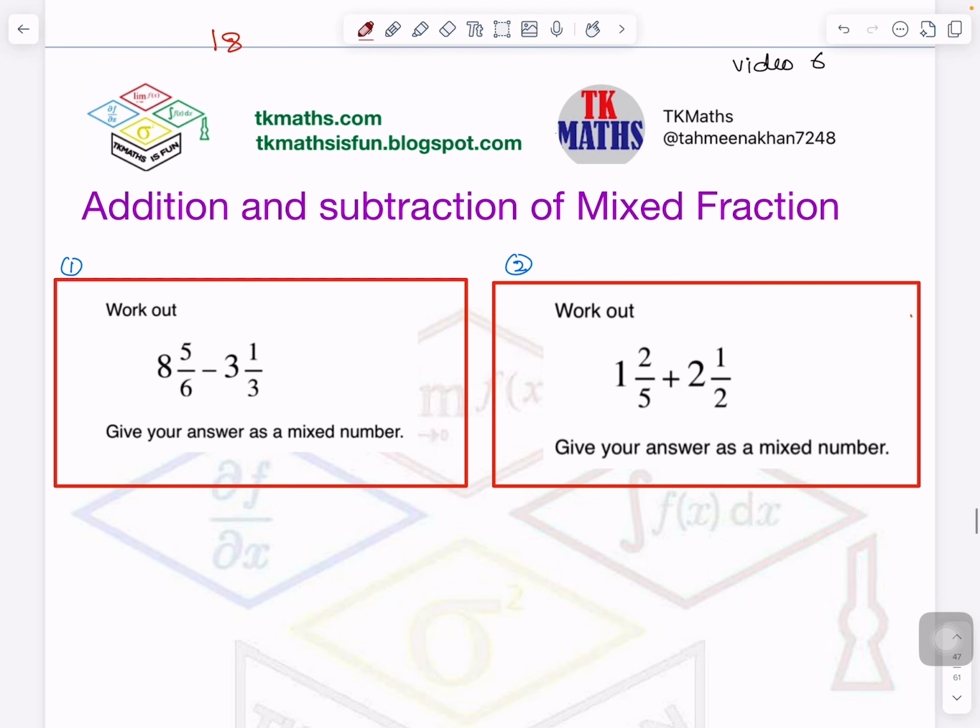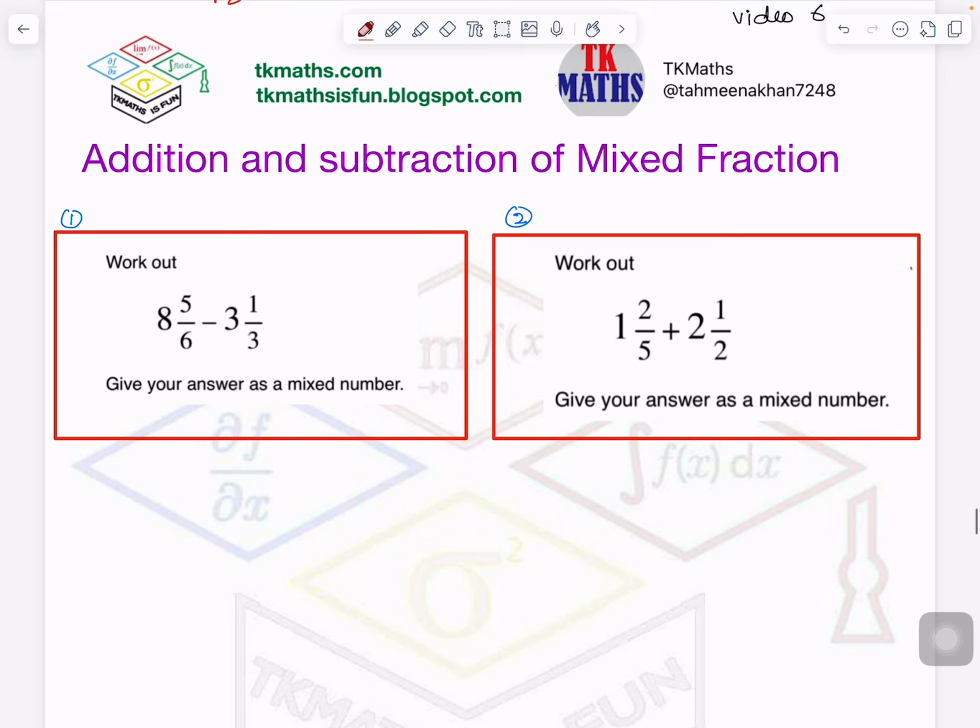So let's see here addition and subtraction of mixed fractions. We need to understand the concept here. Suppose I write here the fraction 3 whole 1 over 3. What does this mean actually? It means 3 plus 1 over 3.